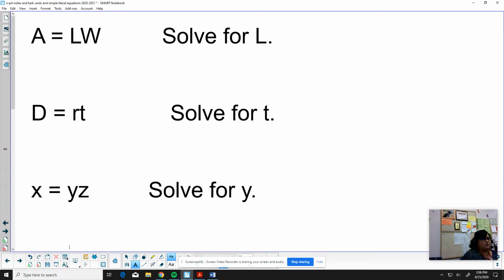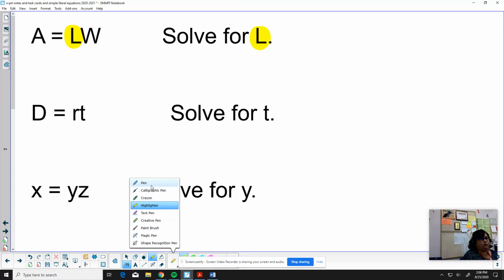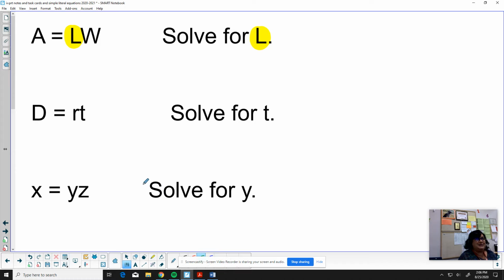So if you look at the very first one, we're solving for L, which means we want L to be by itself in the back. We need to get the W away from it. So we're going to push the W to the front, doing the opposite operation. Since it is a multiply over here, we're going to divide both sides by W. On the right side, it cancels and L drops and it's alone. And then over here, this is the answer, A over W.